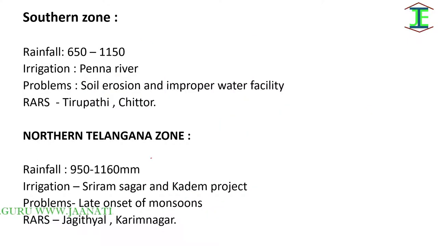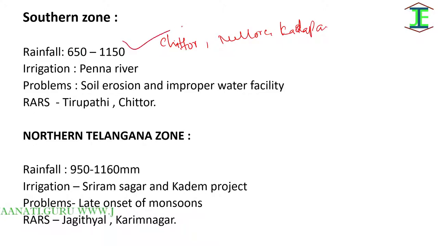Next is Southern zone. Under this zone, the districts are Chittoor, Nellore, and Kadapa. These three districts come under this zone, and the rainfall is 650 to 1150 mm, and the irrigation facilities are by Penna River, and the problems are soil erosion and improper water facilities. RARS is located at Tirupati, Chittoor.